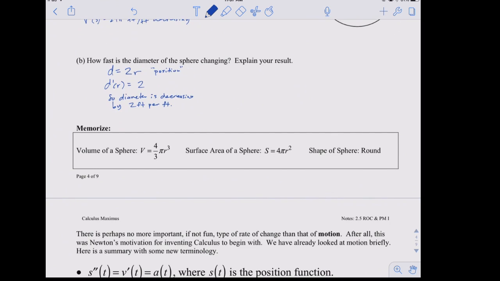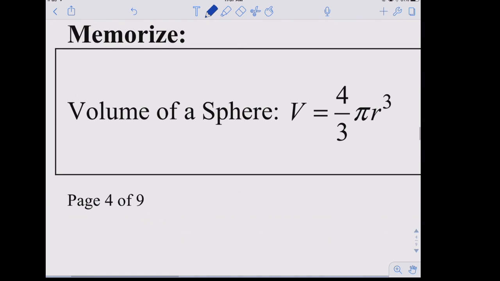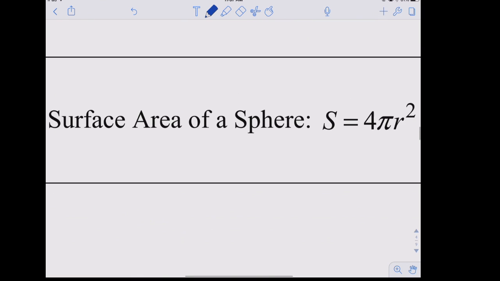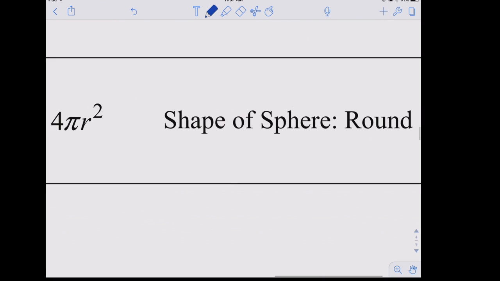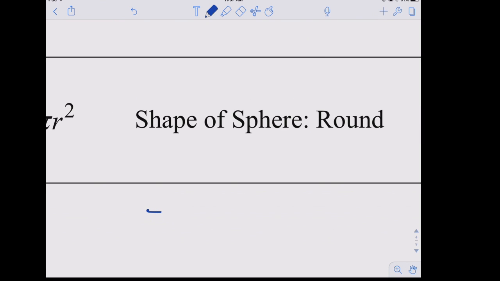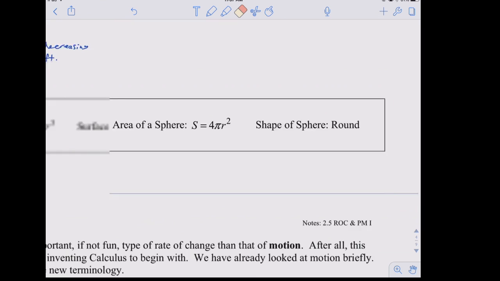All right, so memorize these, right? The volume of a sphere, 4/3 pi r cubed. Memorize it. The surface area of a sphere is 4 pi r squared. That's the derivative with respect to r. And, of course, the last one here, the shape of a sphere, round. Round. All right, that's a good place to stop for today.